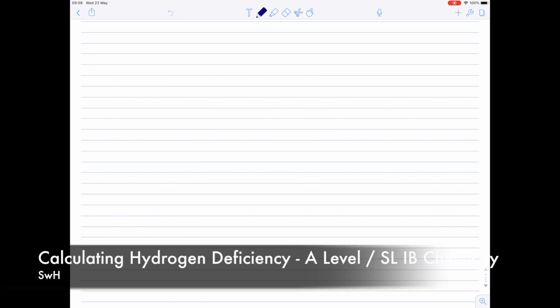In today's A-level and IB chemistry video, we're going to be looking at the degree of unsaturation or index of hydrogen deficiency. Now, why are we even interested in doing this? It allows us to determine from a molecular formula the number of rings or multiple bonds in a molecule.